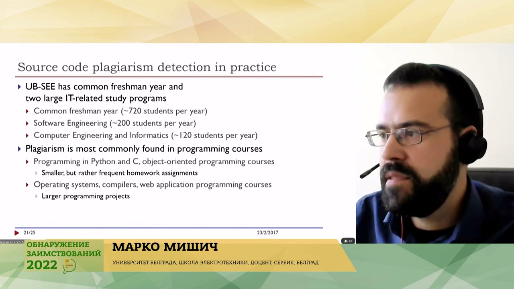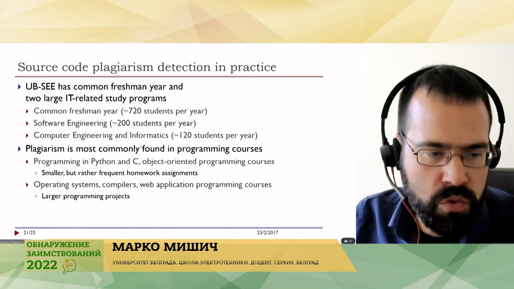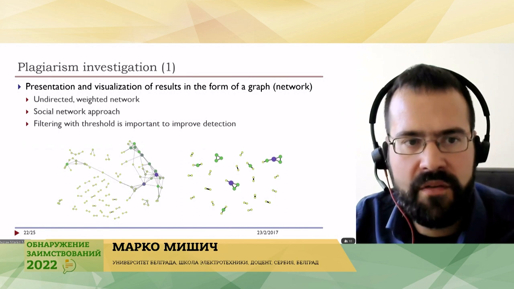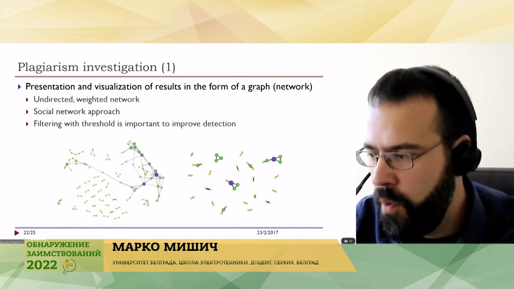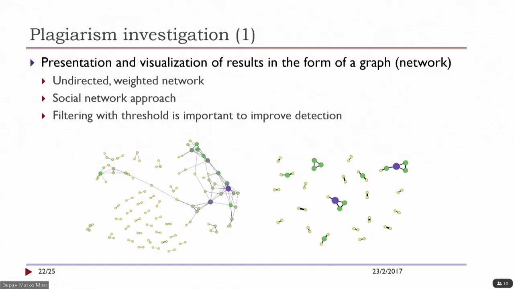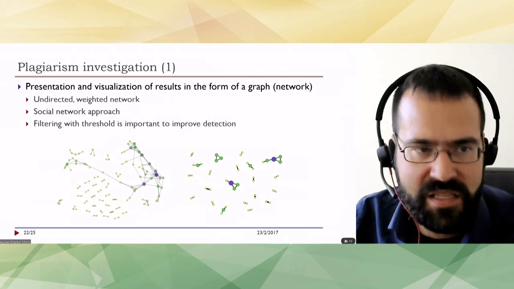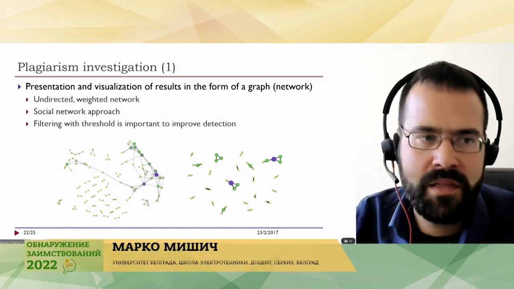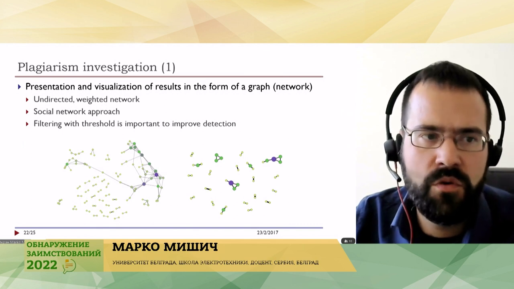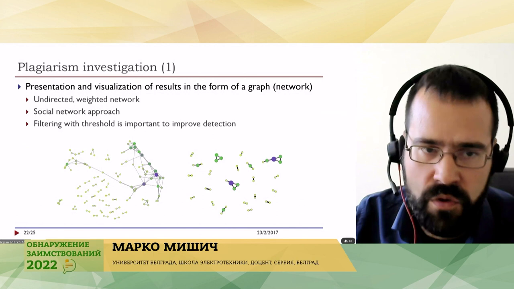We try to fight it, and I mentioned the tools and ways how we try to fight it. In the end, I would like to emphasize some more points on the plagiarism investigation phase. There is pretty much room for improvement of the tools and practices in plagiarism investigation. And by that, I mean that both tools and the methodology should be improved in order to improve presentation and visualization of the results.